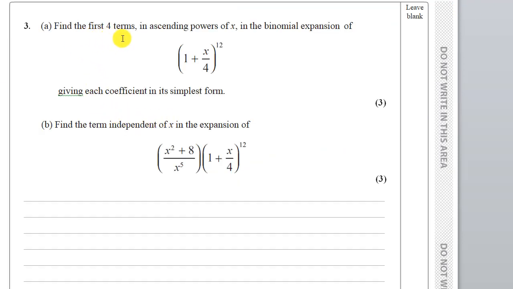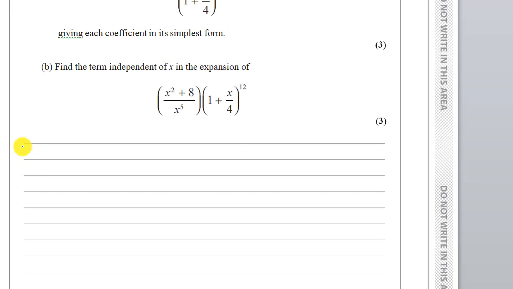Find the first 4 terms in ascending power of x in the binomial expansion of (1 + x/4)^12. Let us start to solve. This is part A.